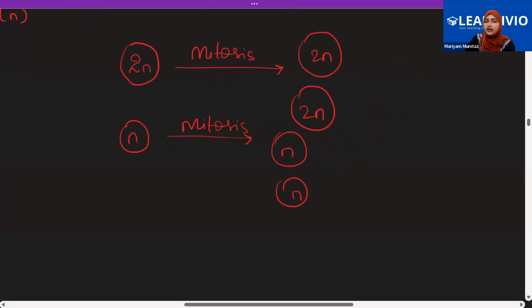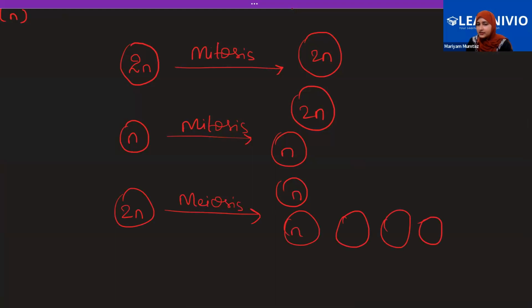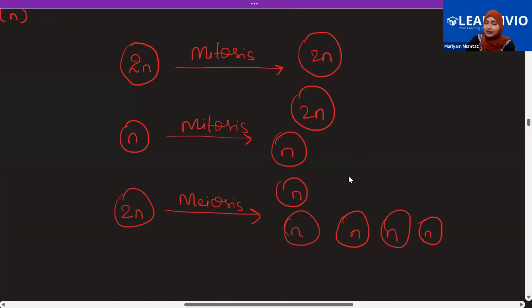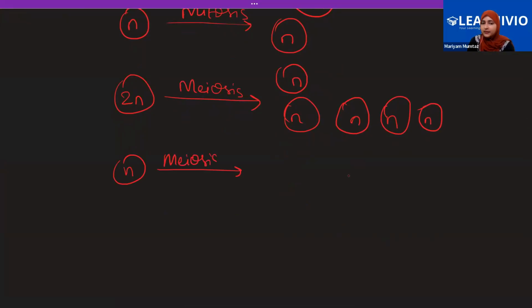But if the diploid cell undergoes meiosis, then after the meiosis is done, 4 haploid daughter cells will be made, with half the number of chromosomes. But what if a haploid cell undergoes meiosis? Then what will happen? Again, 4 haploid daughters? Tell me. 4 daughter cells with haploid.